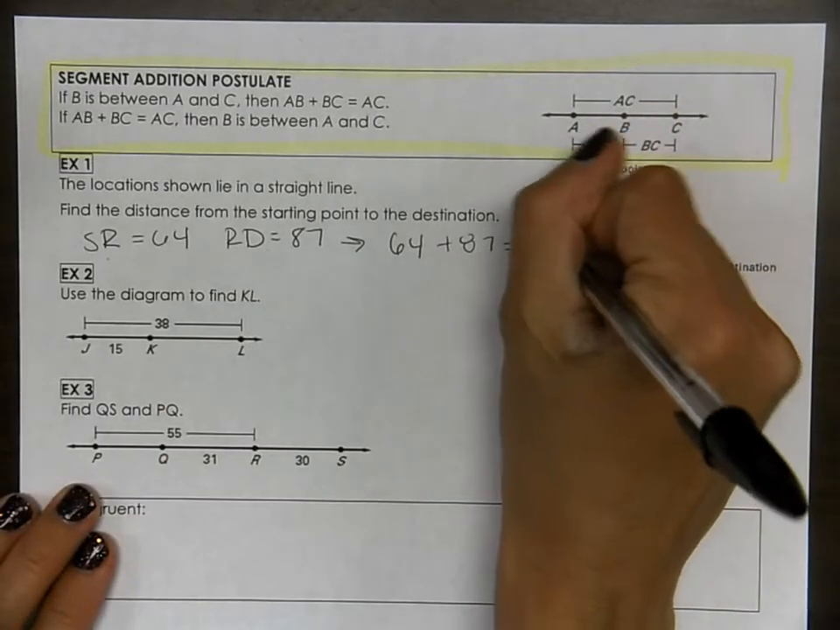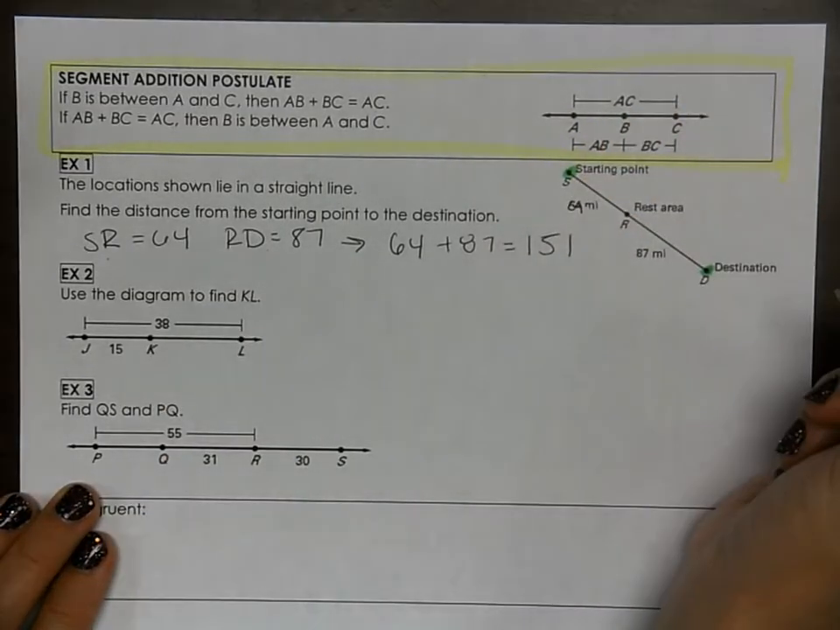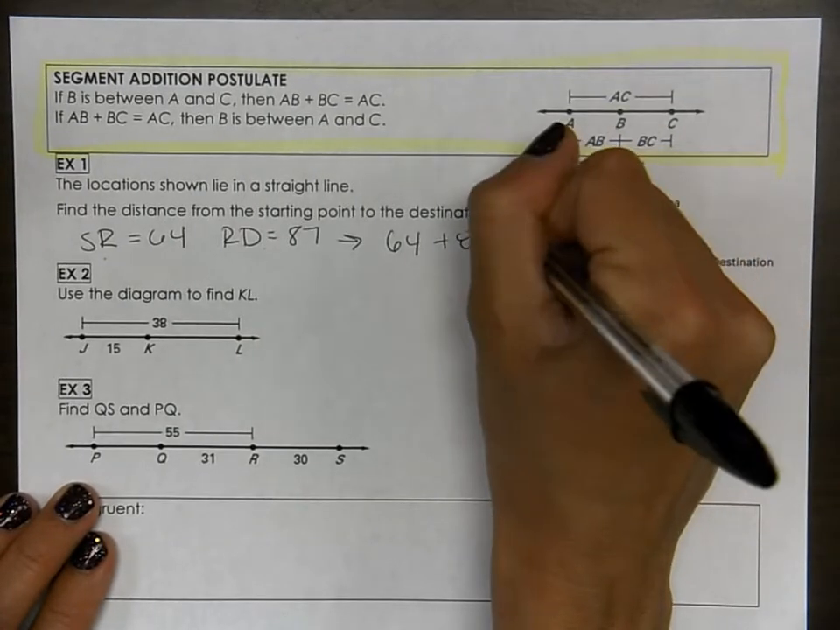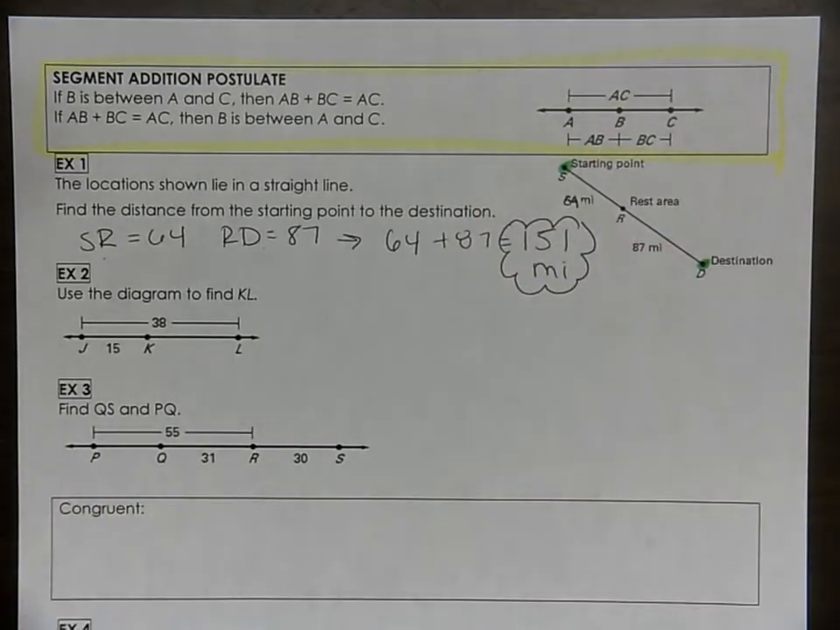Okay, so 151. And it does have units here. One really important part of geometry is that you should always have units with your stuff. So just make sure that you're writing that as you go. Okay. All right.